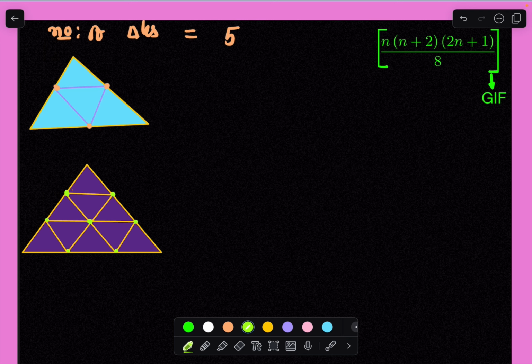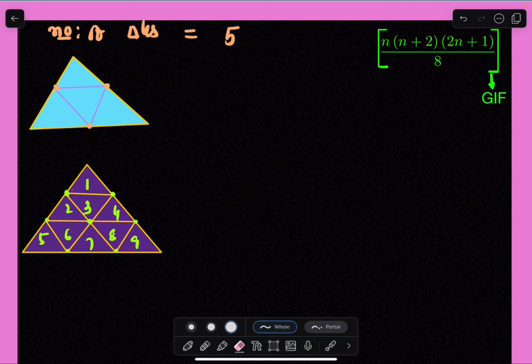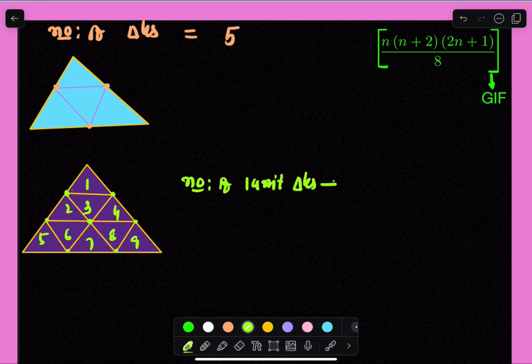And the total number of 1 unit triangles we can count. How many are there? Total number of 1 unit triangles: 1, 2, 3, 4, 5, 6, 7, 8, 9 triangles are there. So number of 1 unit triangles we'll get 9. And the number of 2 unit triangles we can calculate also. We can't get 2 unit triangles.